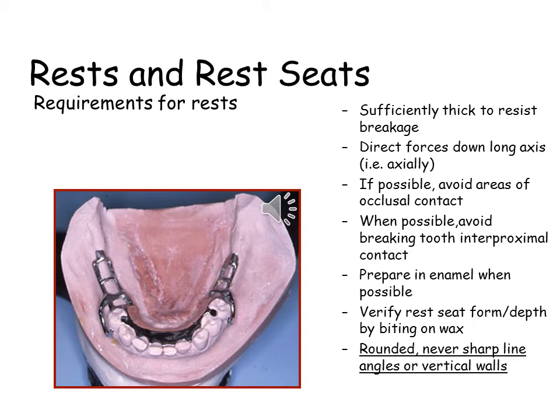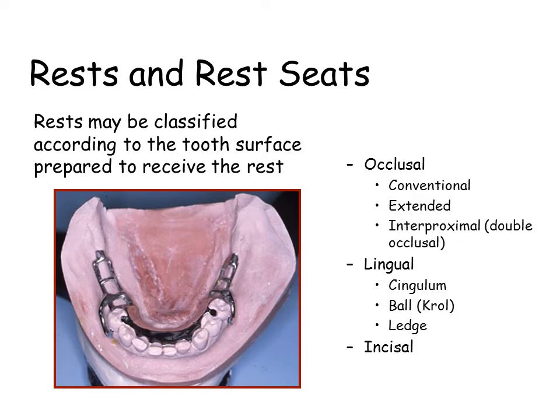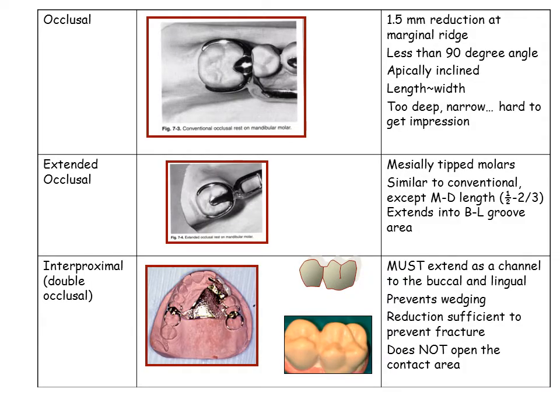Rests are always rounded with no sharp line angles, and are prepared in such a way as to direct forces down the long axis. The rest preparation should never result in an inclined plane. Rests and rest seats may be classified according to the tooth surface. Incisal rests are used sparingly. Each rest seat has an outline form with minimum recommended dimensions, but is largely dictated by the clinical situation, such as location and size of the tooth. The major rest types are described in tabular format.